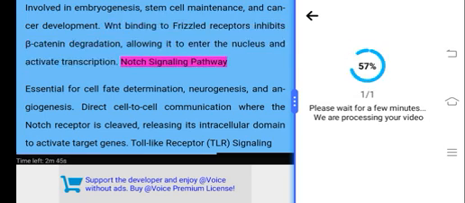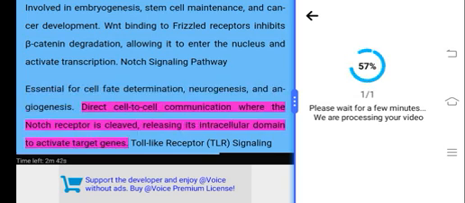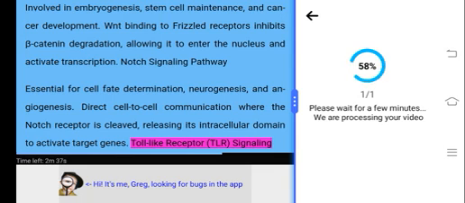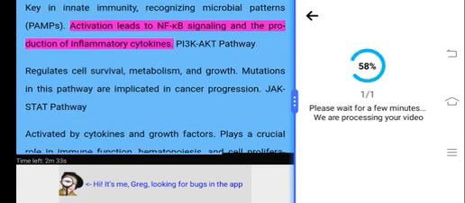Notch signaling pathway. Essential for cell fate determination, neurogenesis, and angiogenesis. Direct cell-cell communication where the Notch receptor is cleaved, releasing its intracellular domain to activate target genes. Toll-like receptor (TLR) signaling. Key in innate immunity, recognizing microbial patterns (PAMPs). Activation leads to NF-kappa B signaling and the production of inflammatory cytokines.